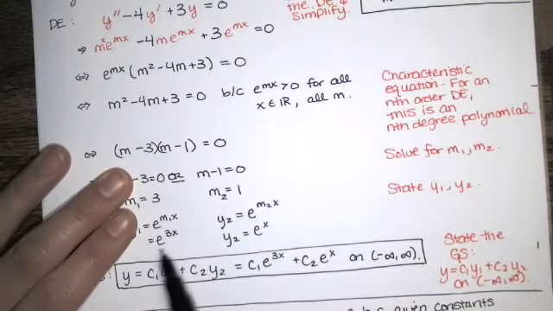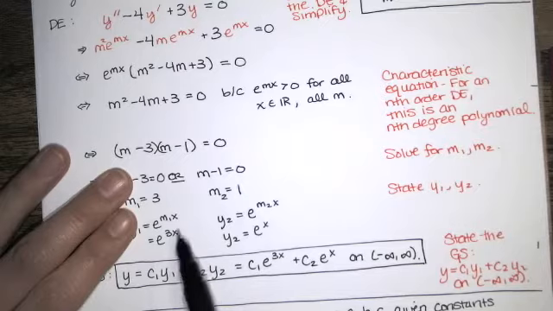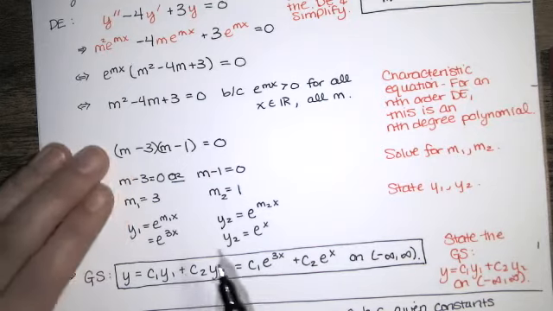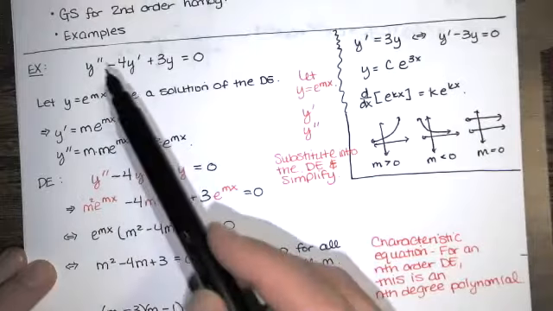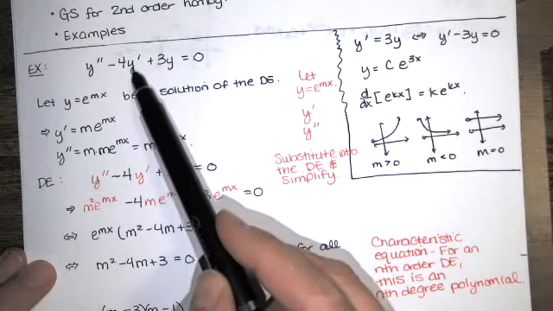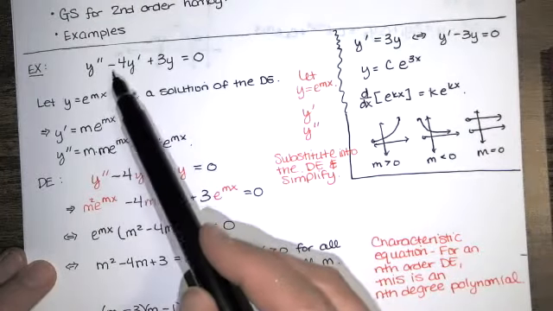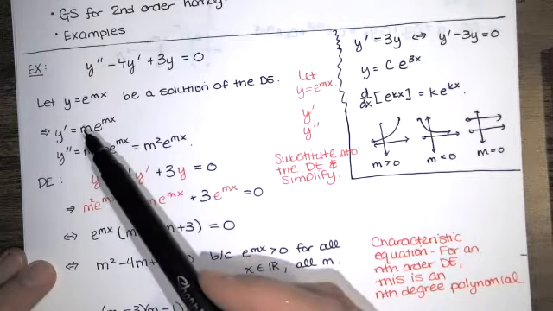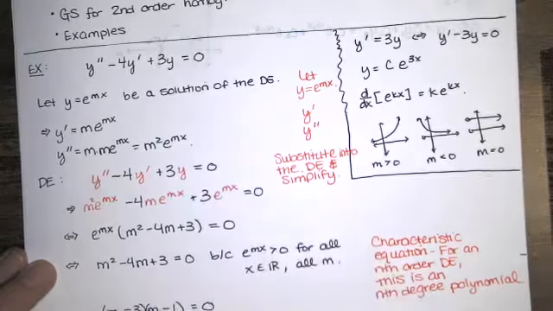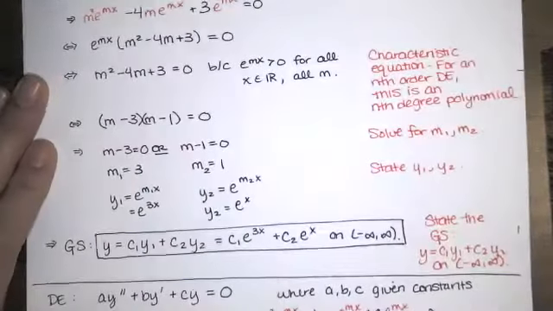Now, if you take the second derivative of this, you're going to get 9 e to the 3x. The first derivative is 3 e to the 3x by the chain rule, so the second derivative is 9 e to the 3x. Then we're subtracting 4 times 3 e to the 3x. 9 minus 12 is negative 3 e to the 3x. Plus 3 e to the 3x is 0. So both of these satisfy the differential equation.